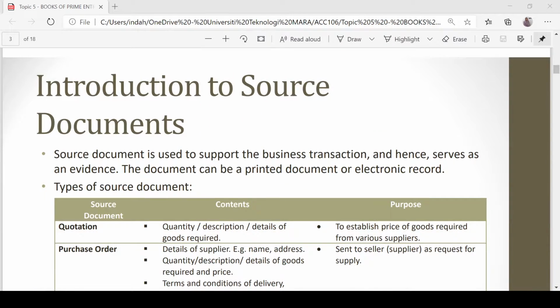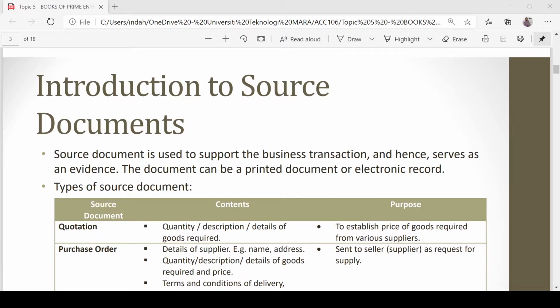So let's look at what a source document is. A source document is used to support the business transaction and serves as evidence that we have performed the business transaction with the other party. The source document can be a printed document or an electronic document, but regardless of its form, we have to keep them safely for future reference.